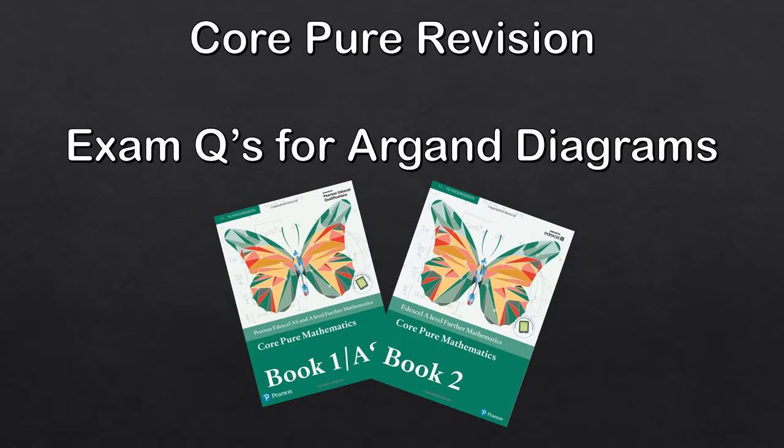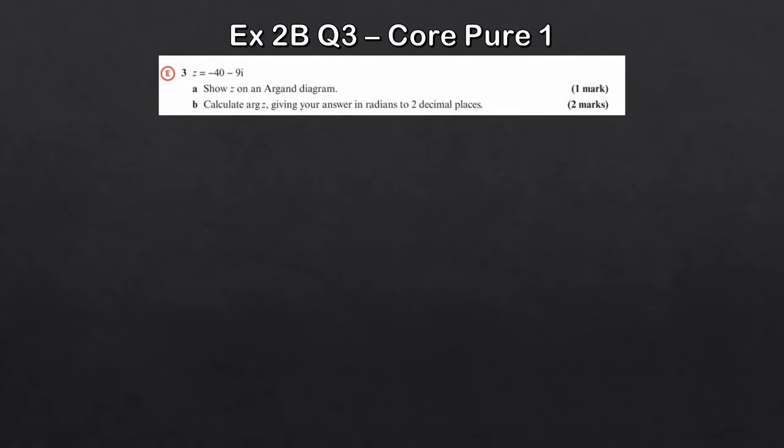So the first question, hopefully a nice easy one that I've picked out here, exercise 2b, question 3. We're asked to show Z on an Argand diagram. So what's Z? Well, Z is minus 40 minus 9i. Just one mark for this because hopefully it's nice and straightforward.